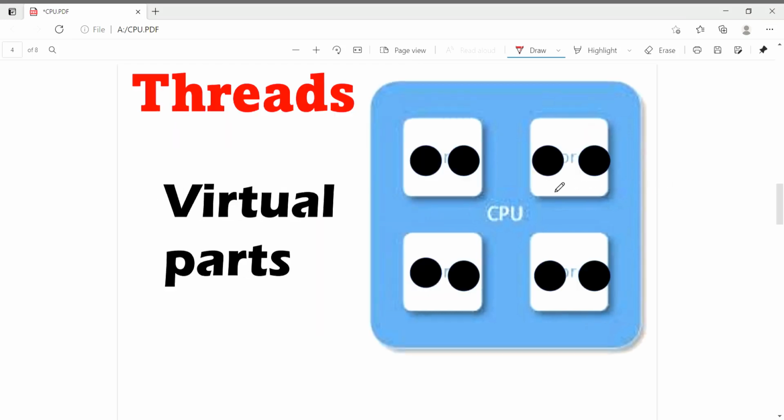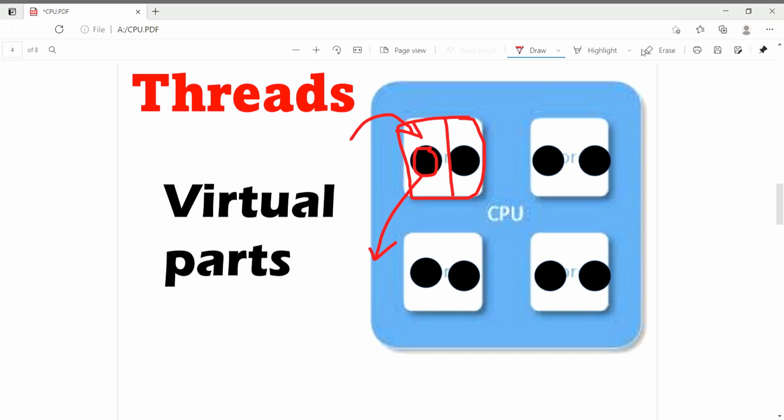The next one is threads. Threads are nothing but virtual parts that don't exist in a physical way. Each core has 2 threads. As I said, when you give a task to your processor, and it is easy to do, then one core activates, and just one thread is enough to do the processing and give you output. This is one part of the core.